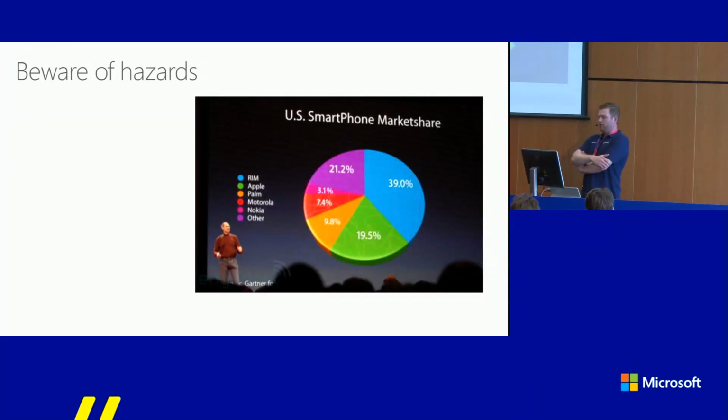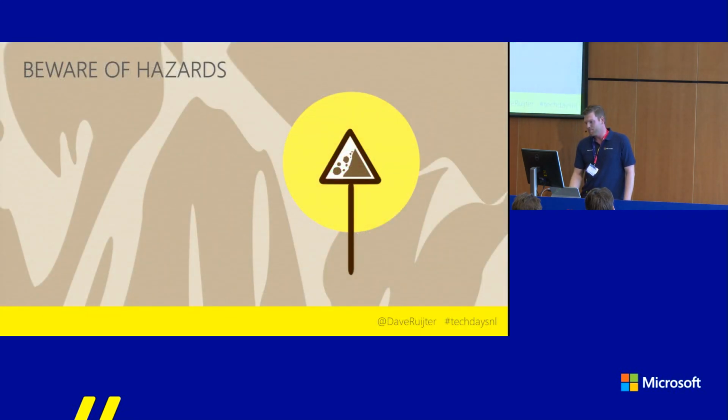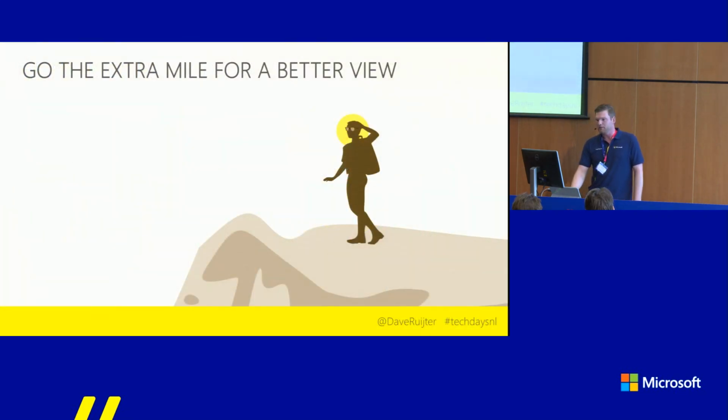Apple is really good in manipulating as well. If you look at the market share of Apple, it looks like it's bigger than the other market share, and that's the way they choose to sort it and put their chart in the middle. So beware of hazards. And then go the extra mile. If you have a report, you think it's okay, take another look at it, because it probably can be better.